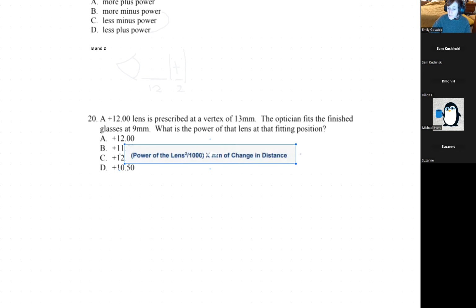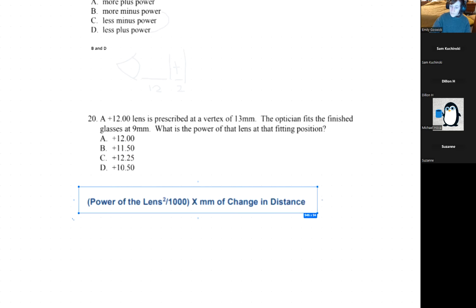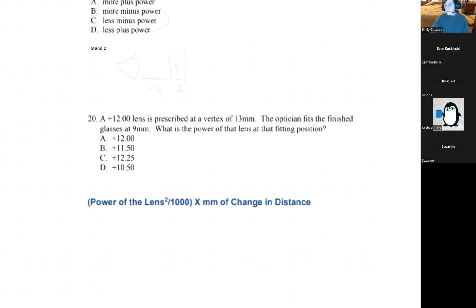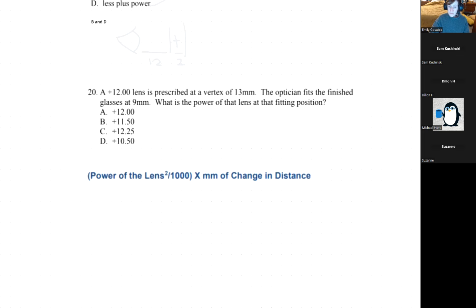So this is the power of the lens squared divided by 1,000 times the millimeters of change in the distance. Basically they make this relatively easy for us because we would do 12 squared. So 12 squared is 144. And then we divide 144 by 1000.